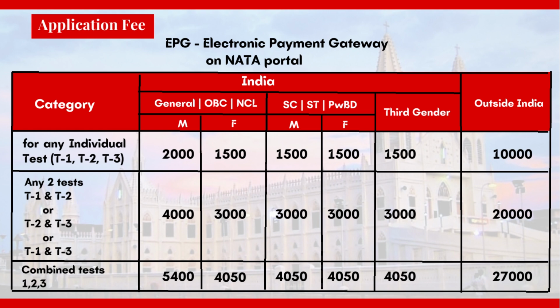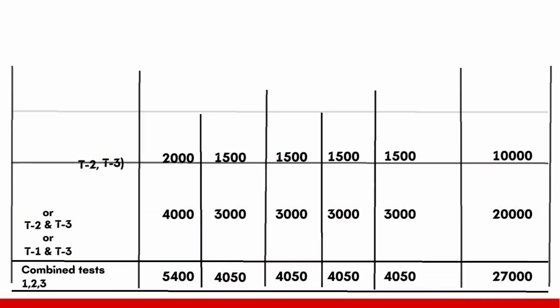The combined tests, say 1, 2, 3, if they want to write all the 3 tests: for general and OBC non-creamy layer candidates, for males 5,400, for females 4,050. SC, ST, PWD candidates, for males 4,050 and for females again 4,050. For transgenders 4,050, outside India candidates 27,000 rupees.